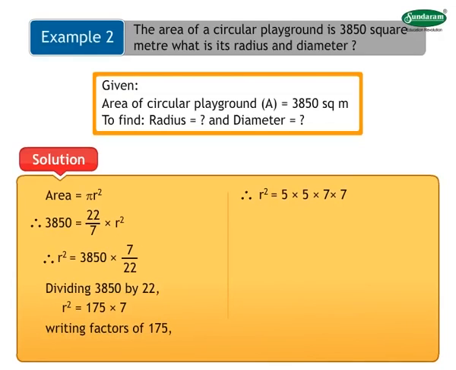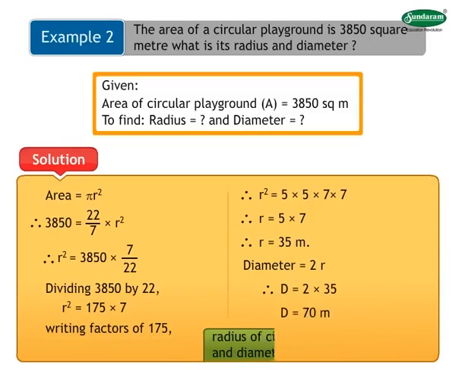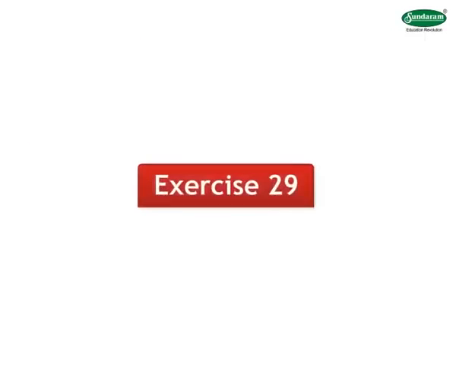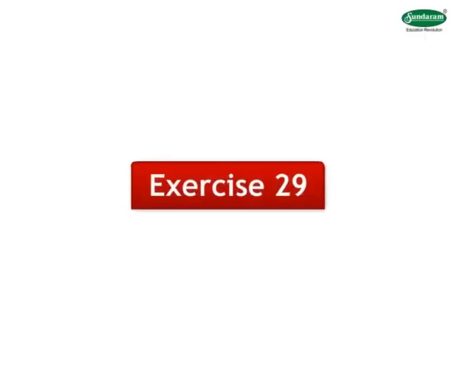Now taking square root of both the sides, therefore radius is equal to 5 into 7. Therefore radius is equal to 35 meter. Since diameter is equal to 2 into radius, therefore diameter is equal to 2 into 35, which is equal to 70 meters. Therefore, radius of circular playground is equal to 35 meter and diameter is equal to 70 meter. Now let us solve exercise 29.